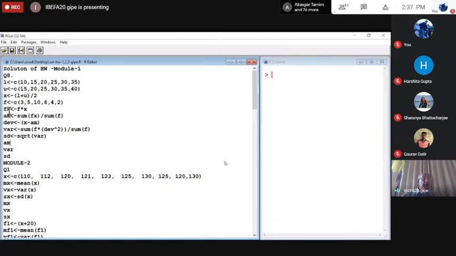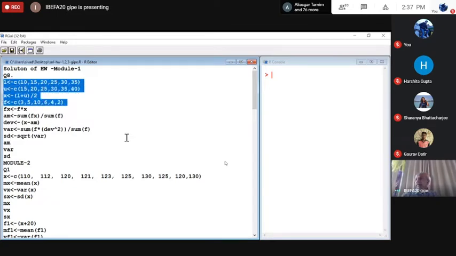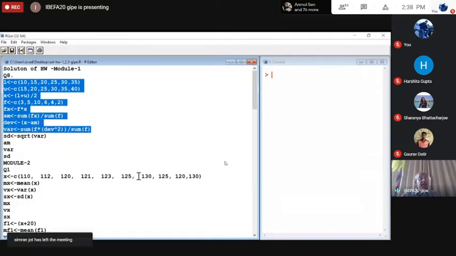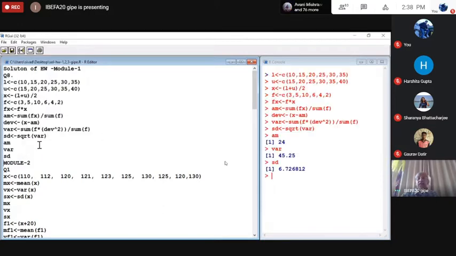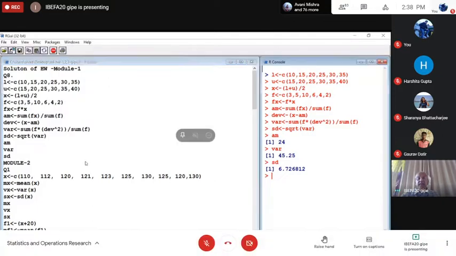So repeat: lower limit, upper limit, midpoint, frequency. Frequency into midpoint, sum of the product divided by sum of the frequency, deviation, deviation square multiplied by the frequency, sum, square root of variance, get the answer. This is the answer.